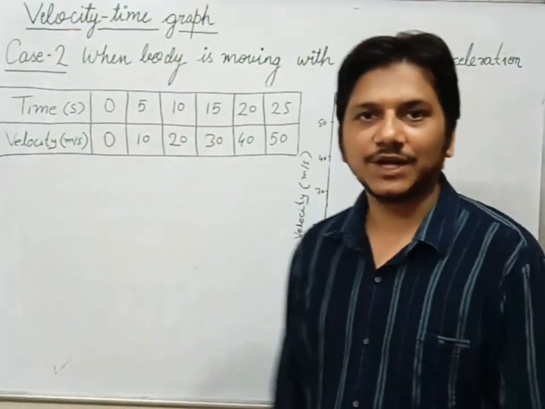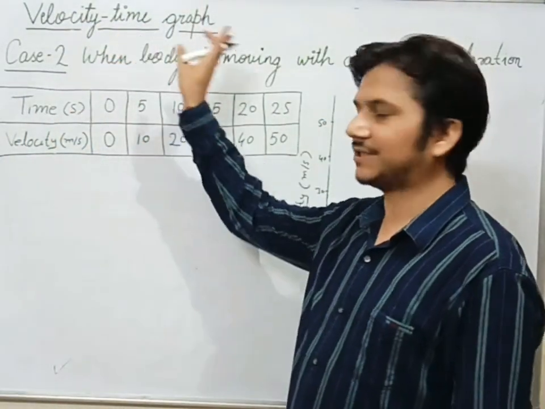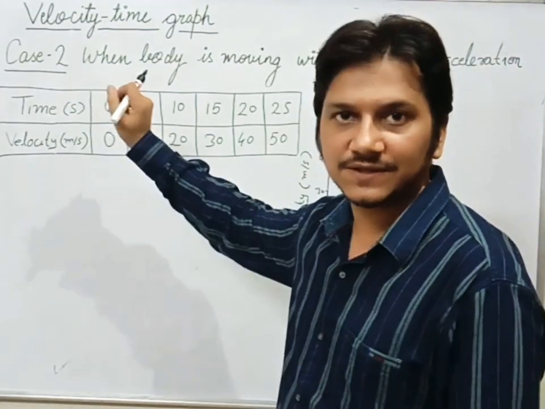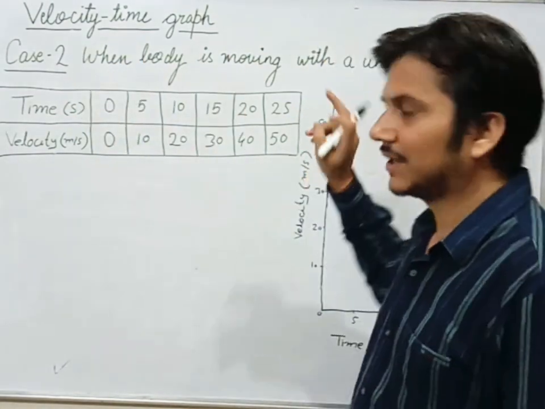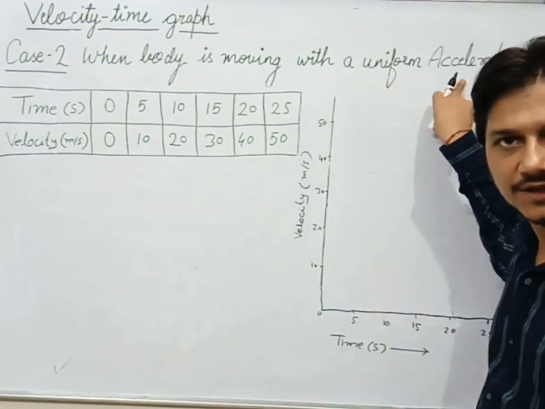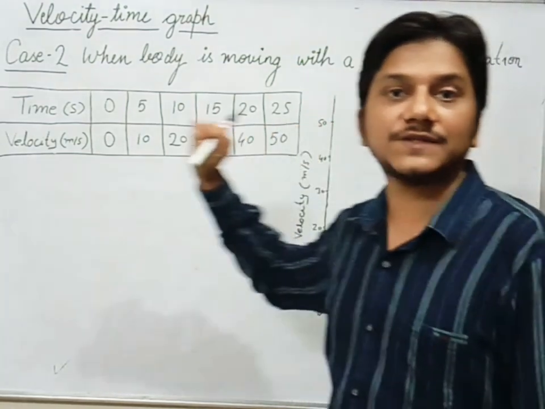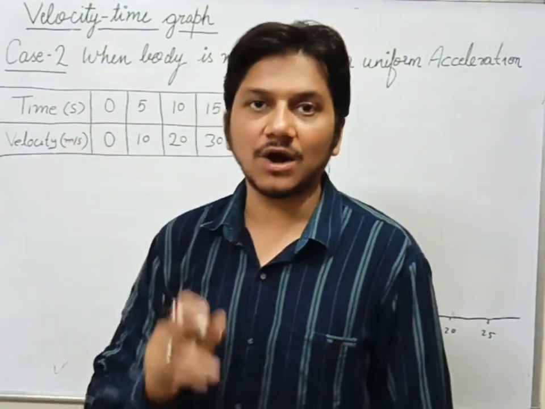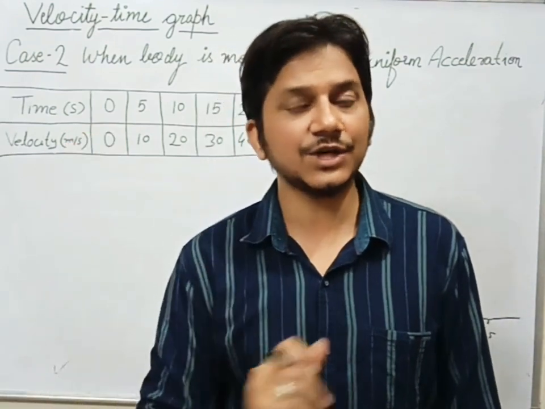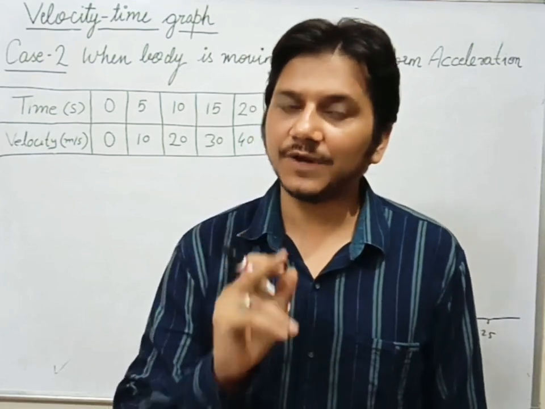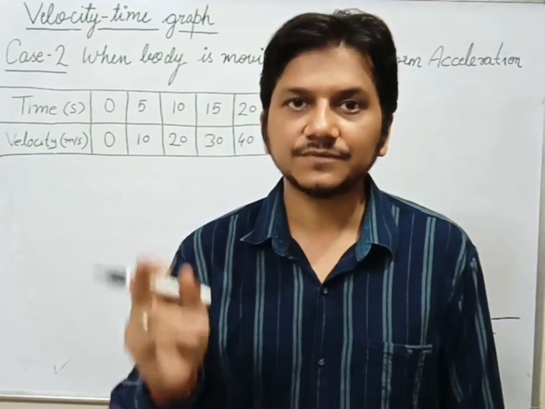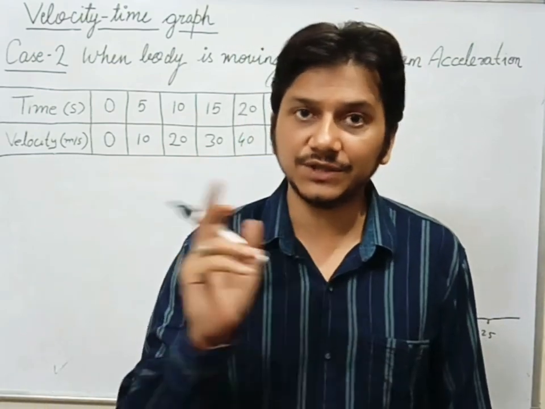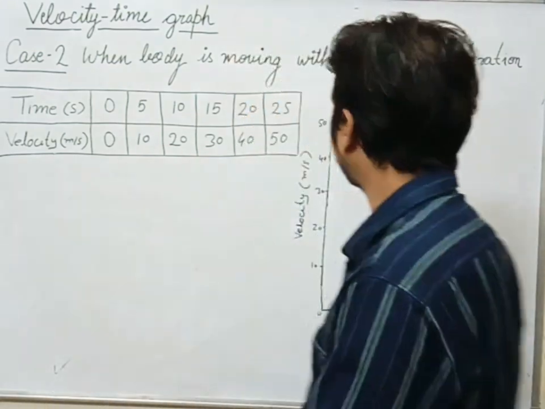Okay, today we will again discuss the velocity-time graph, but now the case will be changed. The case is when the body is moving with a uniform acceleration. The acceleration of a body is said to be uniform when the velocity of the body changes equally in equal intervals of time.